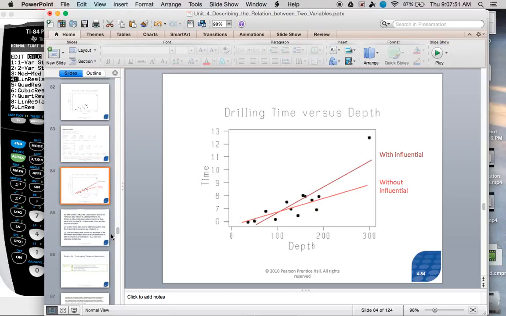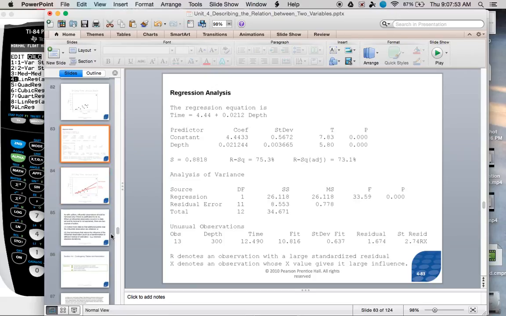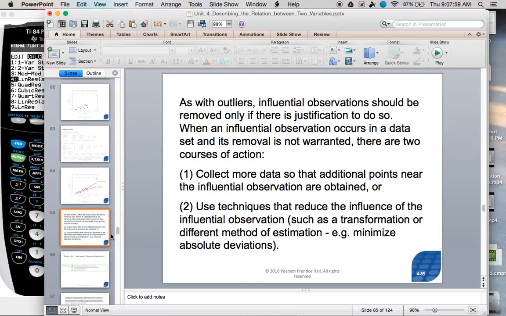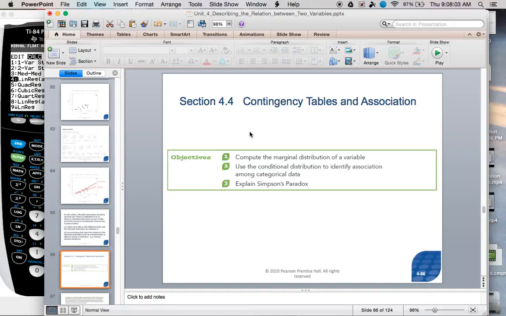And more examples. And this is from different statistical software, so don't worry about what this actually is. And you can read this about outliers. And that's basically 4.3. Really the focus is the coefficient of determination, but with the use of the graphing calculator, not so much of an issue.